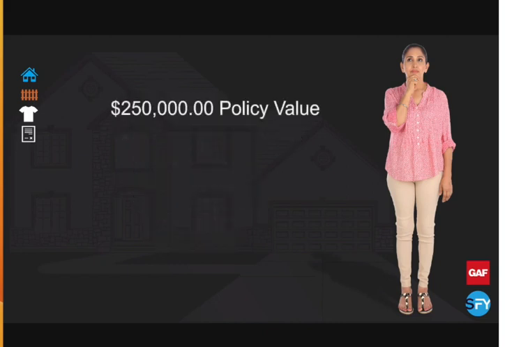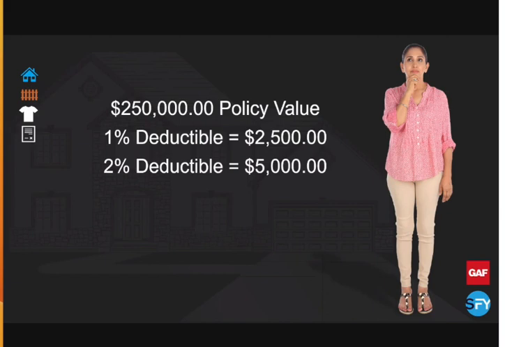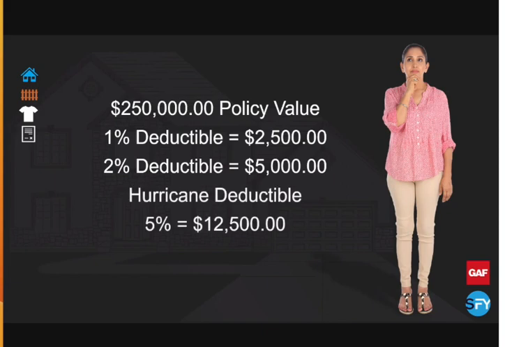So let's take a look at an example of how these numbers can play out. We're going to look at a policy with a $250,000 policy value. A 1% deductible is going to be $2,500 that the policyholder is responsible to pay for. 2% means that the policyholder is responsible for $5,000. And now let's say there's a 5% hurricane deductible. That's a whopping $12,500 that's coming out of the homeowner's pocket.